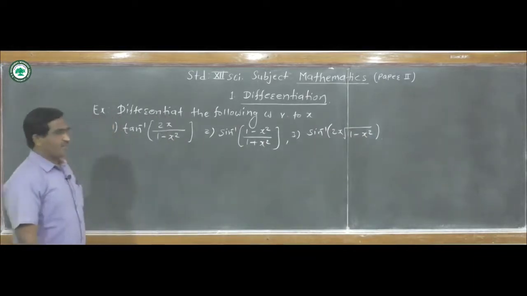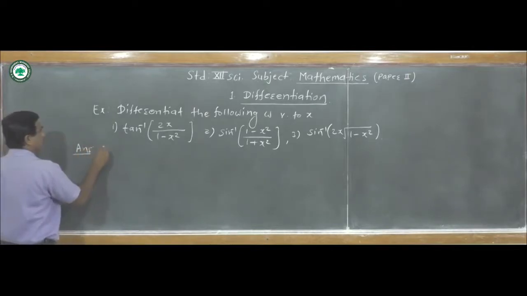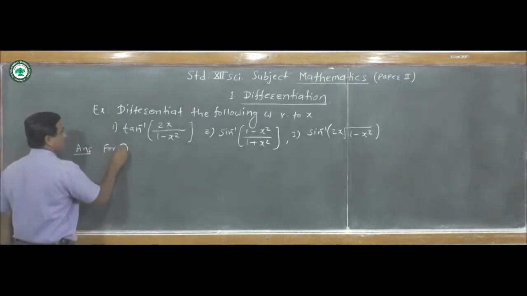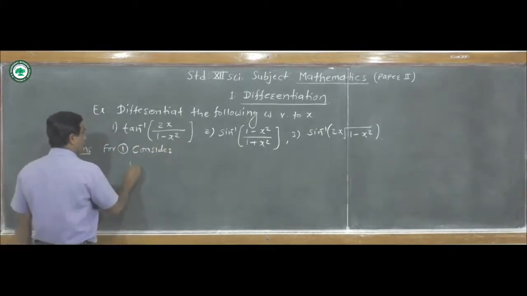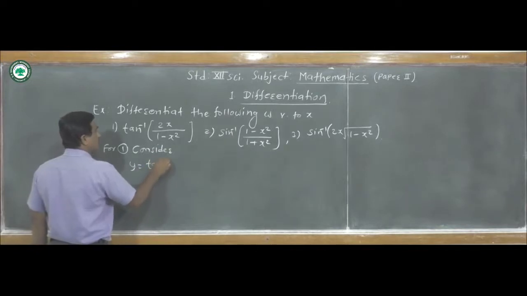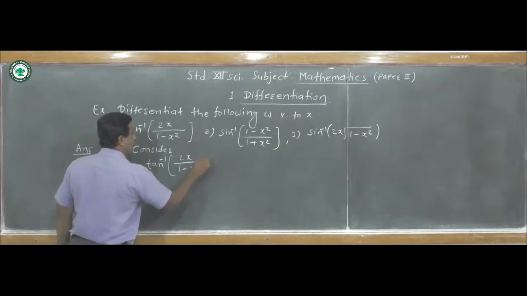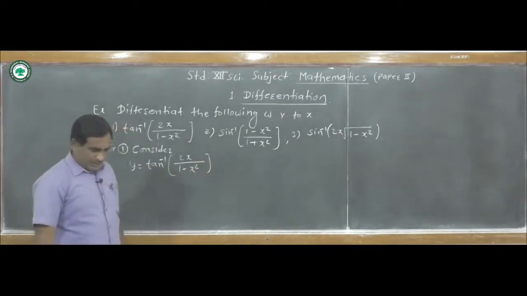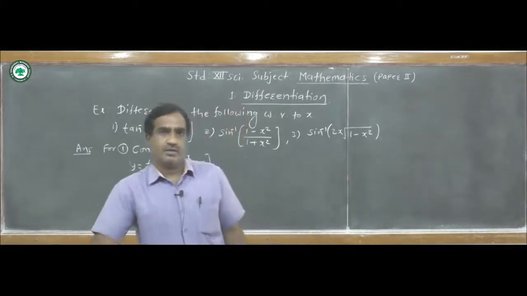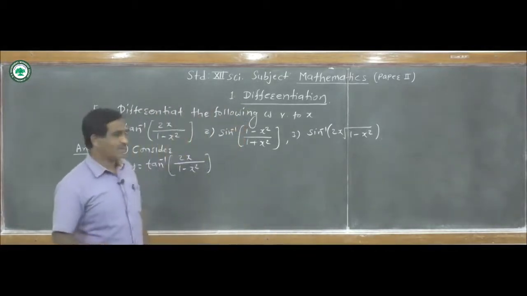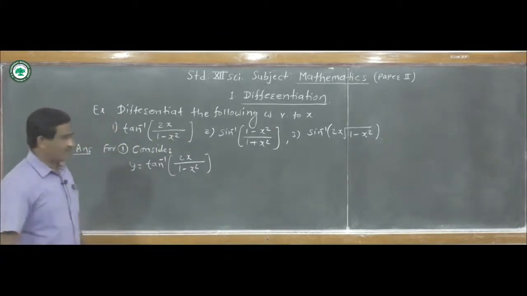Now we see answers one by one. Now answer for first example. Consider y is equal to tan inverse of 2x upon 1 minus x square. Now these examples are substitution examples. We have to substitute some value of x. Now in this example we have to put x is equal to tan theta.